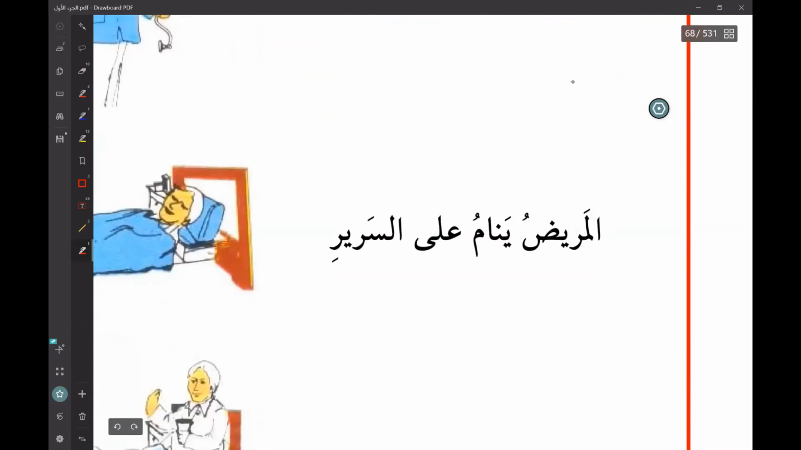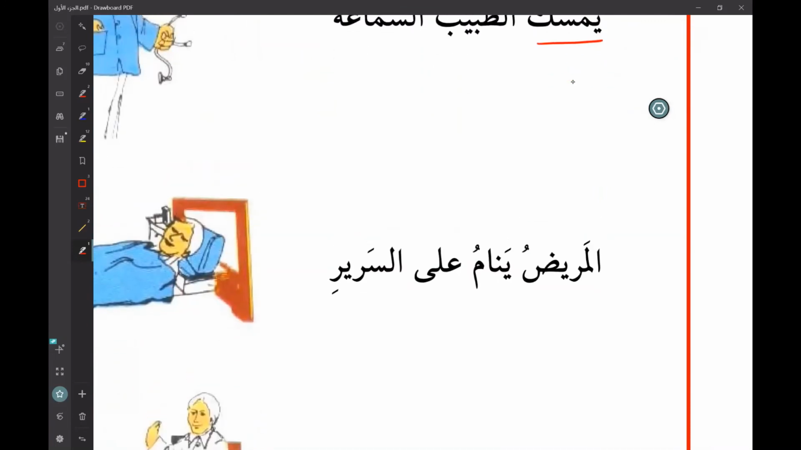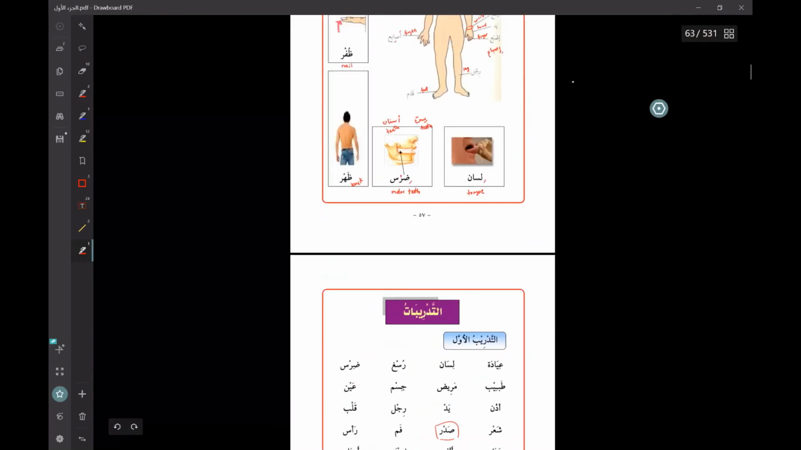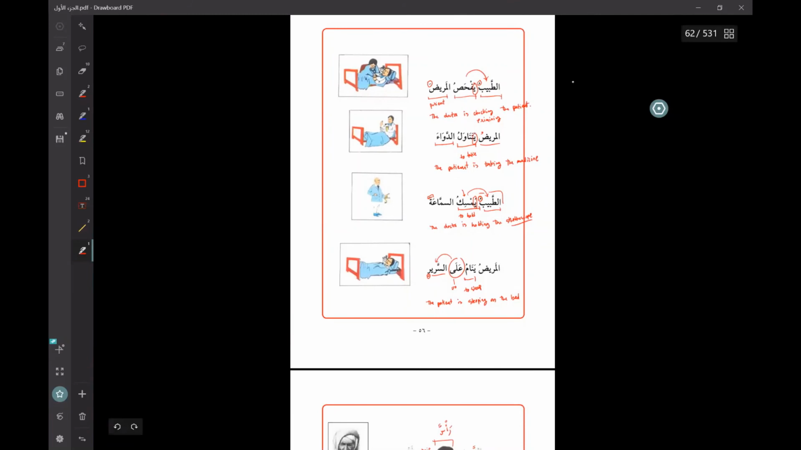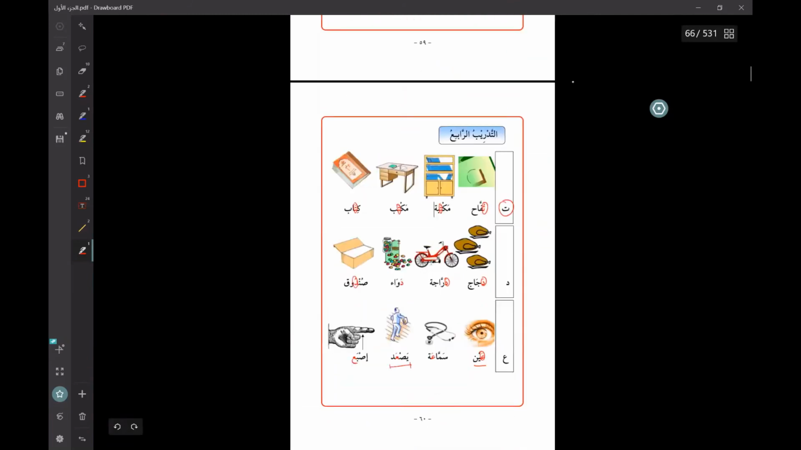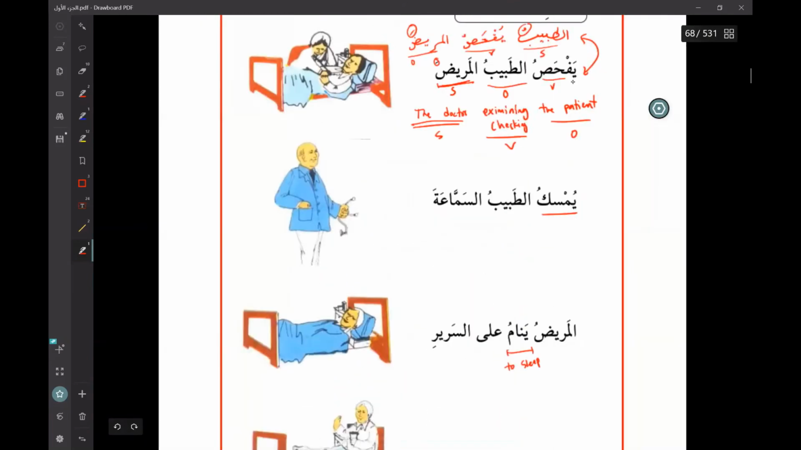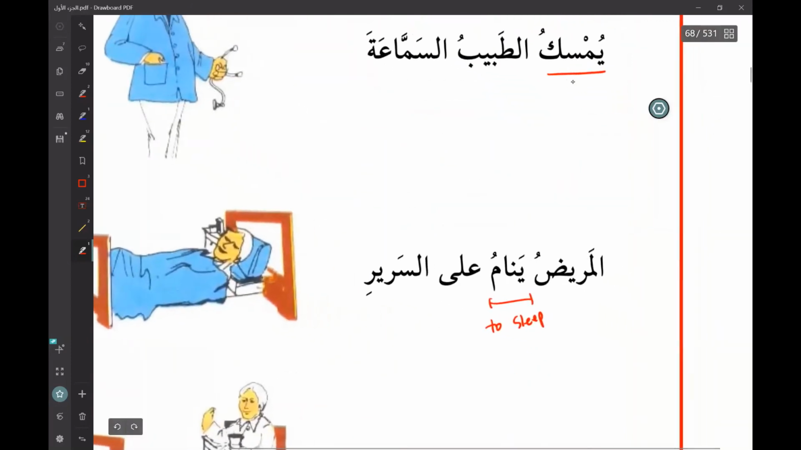Next one we have al-maridu yanamu ala sarir. Okay, so we have a little bit different here. Al-maridu yanamu is to sleep. We got this one before, right? Yeah, this is exactly the same. The patient is sleeping on the bed.